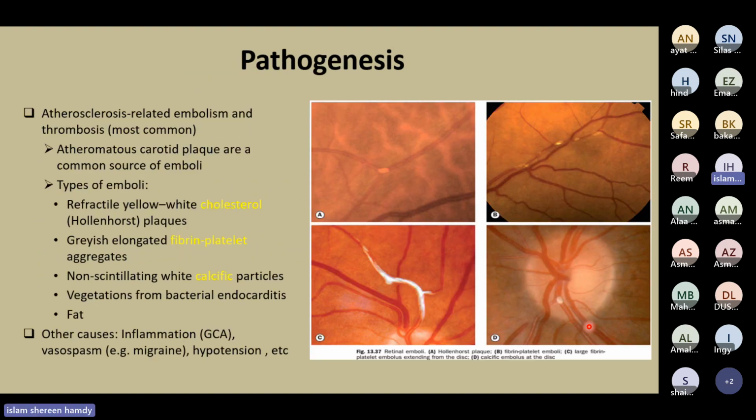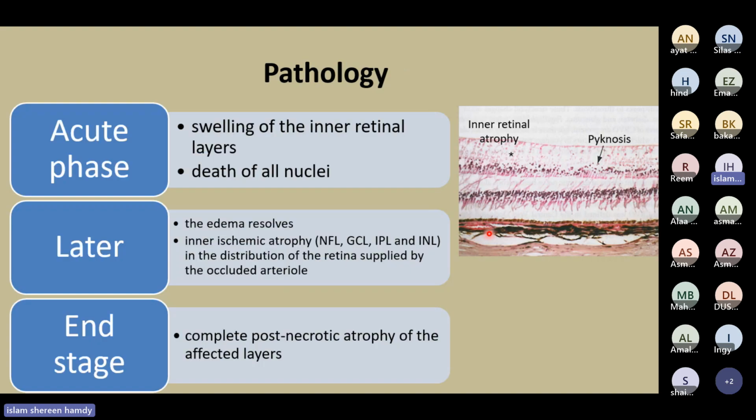Retinal occlusive disease usually is embolic in nature. There are different types of emboli that can cause this, or it may be due to inflammatory conditions like giant cell arteritis, or due to vasospasm like migraine and hypotension. We need to know that because of the embolic nature of the retinal arterial occlusion, it's important to investigate those patients with carotid Doppler to detect if they have a carotid atheroma, which can be the source of this embolus.